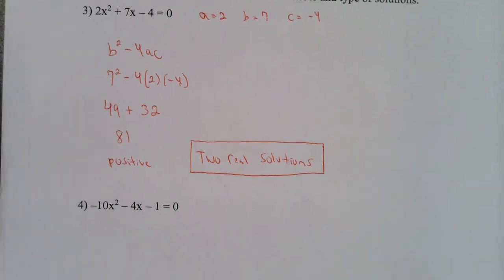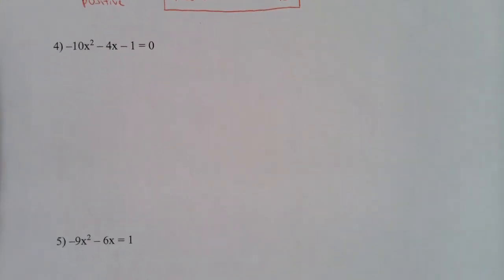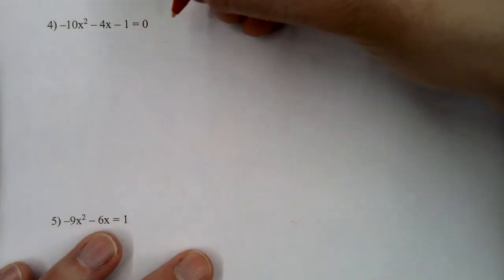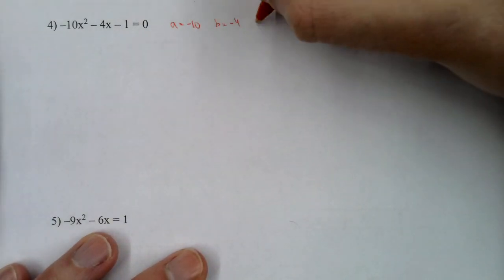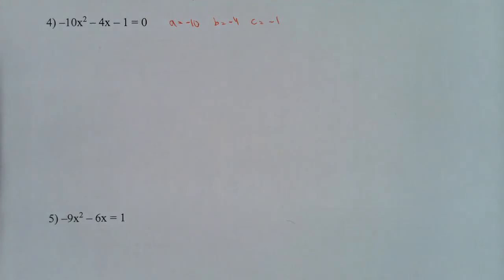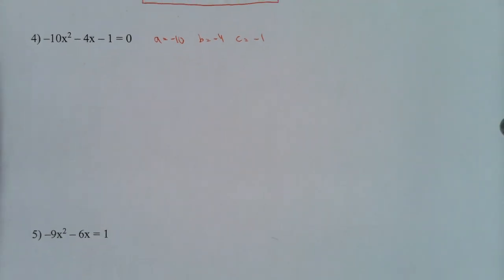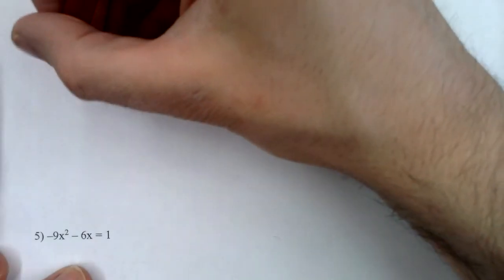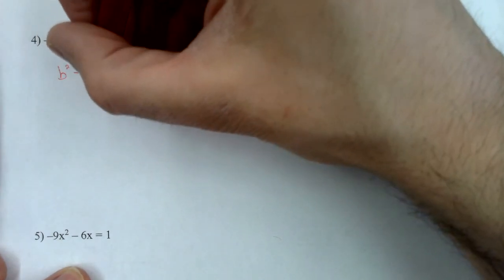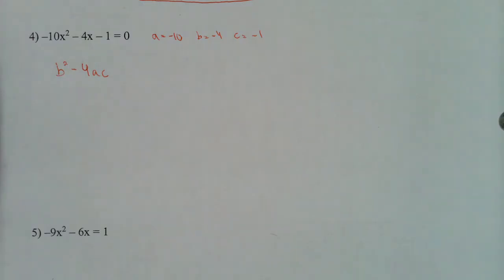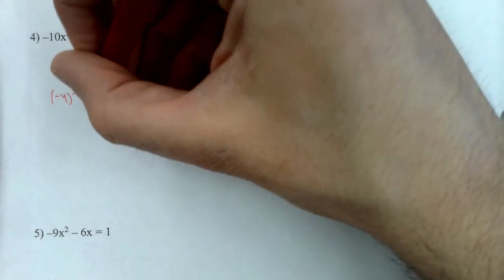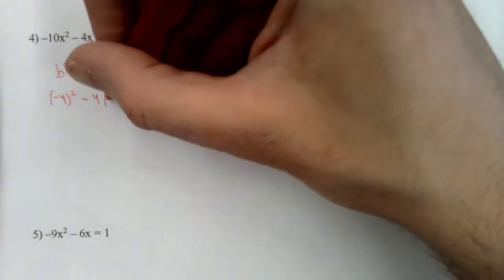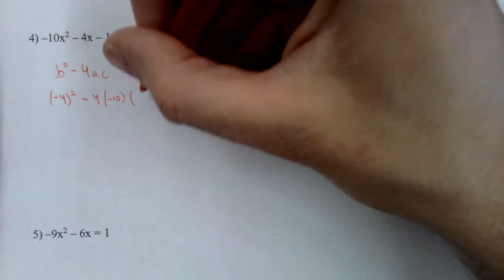Let's do the same thing for 4 and 5. Number 4 is already equal to 0. That's great. So we'll say a equals negative 10. We'll say b equals negative 4. We'll say c equals negative 1. b squared minus 4ac. Negative 4 squared minus 4 times a, which is negative 10, times c, which is negative 1.